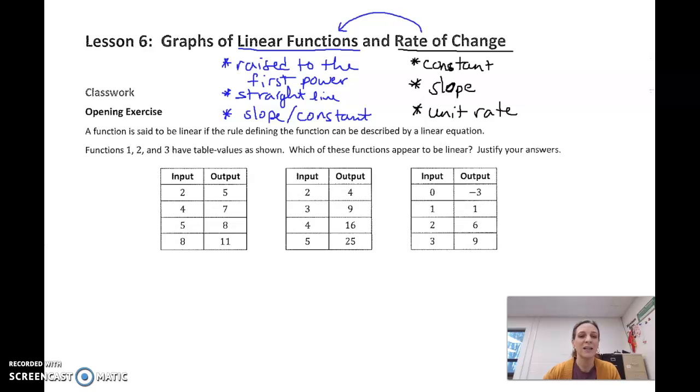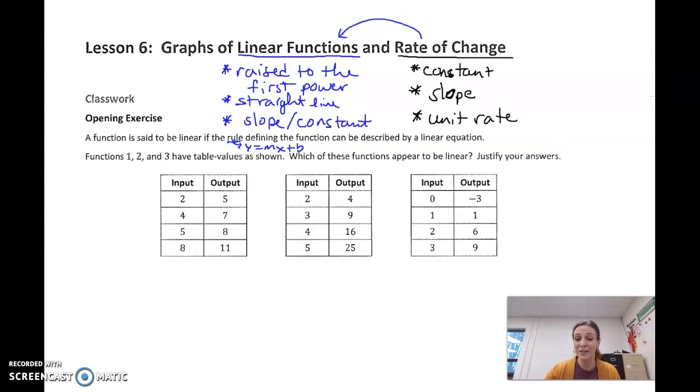So a function is said to be linear if the rule, remember that's y equals something x, maybe plus something else, defining the function can be described by a linear equation. Okay, and actually maybe I'll write down this rule. It's kind of slope-intercept form, right? mx plus b. Sometimes that plus b is plus 0, but that's okay. Functions 1, 2, and 3 have table values as shown. Which of the functions appears to be linear, and justify our answers?